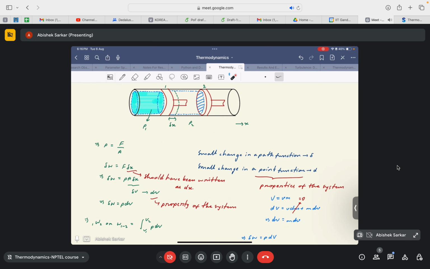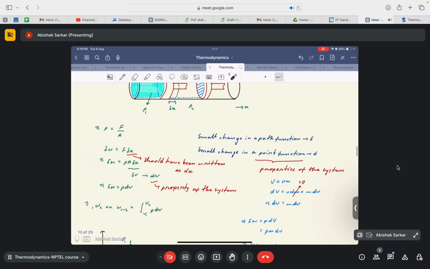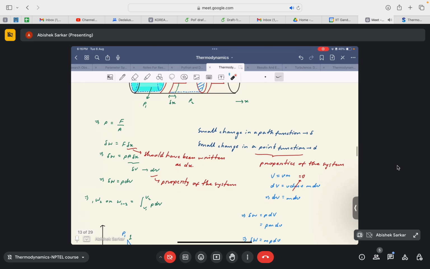Now A into delta X can again be written as delta V, but since volume is a property of the system, we can write delta V as dV, an exact differential. So delta W can be written as PdV. Now if we want to evaluate the net work done for a process from point 1 to 2, the work done from point 1 to 2 can be denoted in these two manners.